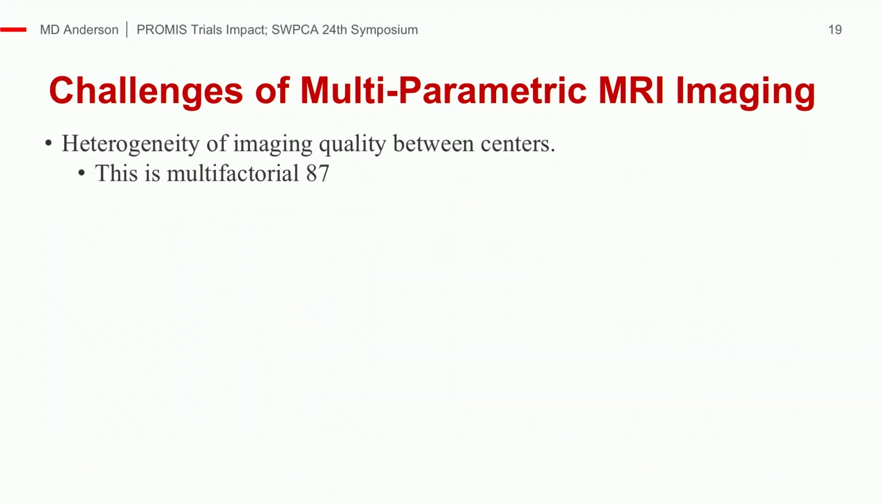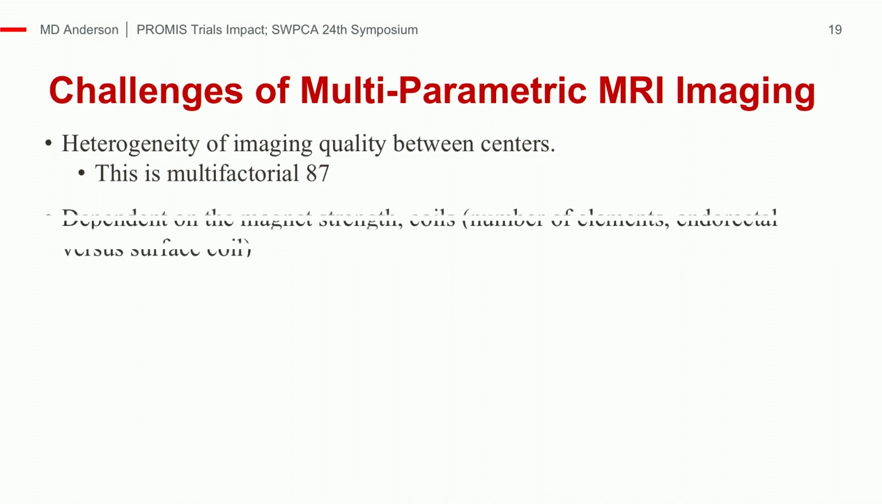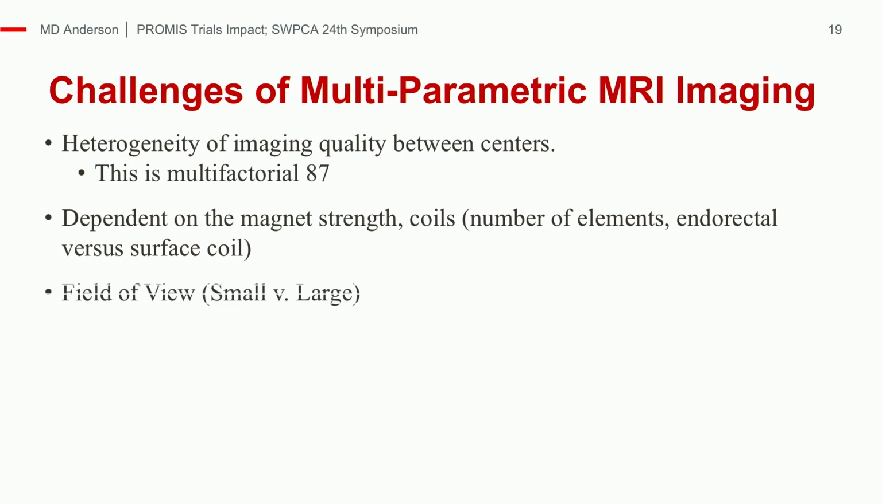There's heterogeneity of image quality between centers, and this just multiplies as you go, or it just snowballs as you go through what it takes to get a good MRI of the prostate. Right from the beginning, when the tech first starts that MRI, anything that goes on from there just multiplies if you have a little error at the beginning. It's dependent upon the magnet strength, the number of coils, the number of channels, the endorectal versus the surface coil that we talked about, the field of view of the MRI, small versus large field of view, and software upgrades.